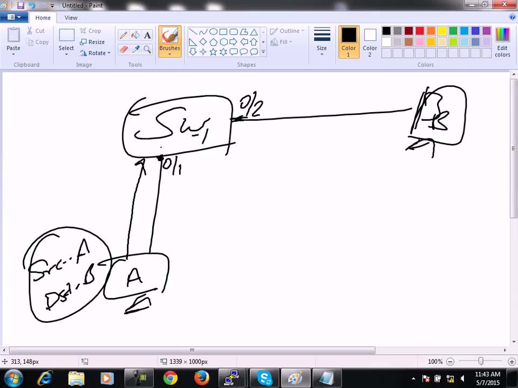But in case of switches, whenever switches receive any frame, they will learn the source MAC address as well as the destination MAC address. You know why? If they do not learn the source MAC address, then how will it be possible for the switch to form the MAC table? And if they do not learn the destination MAC address, then how will it be possible to perform a lookup inside the MAC table?